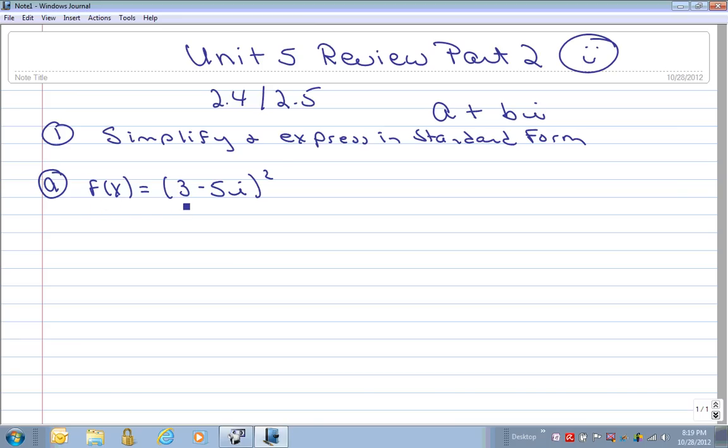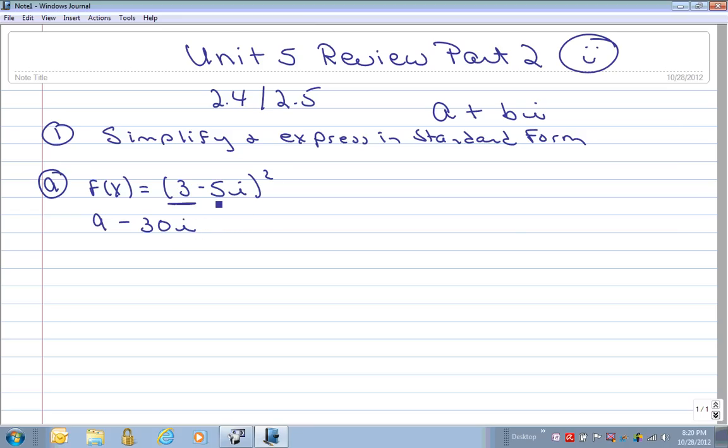For A, we have this first example: f of x equals (3 minus 5i) squared. We're going to use our shortcut for squaring binomials. Remember, we take the first term and square it, so 3 squared would be 9. We multiply everything together: 3 times negative 5i would be negative 15i, times 2 would be negative 30i.